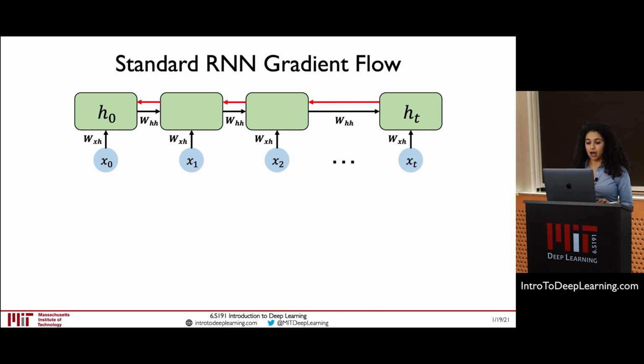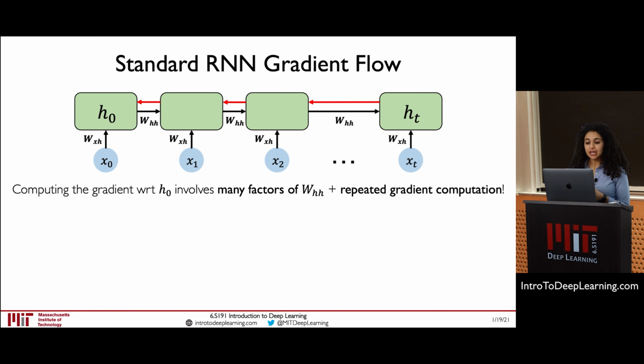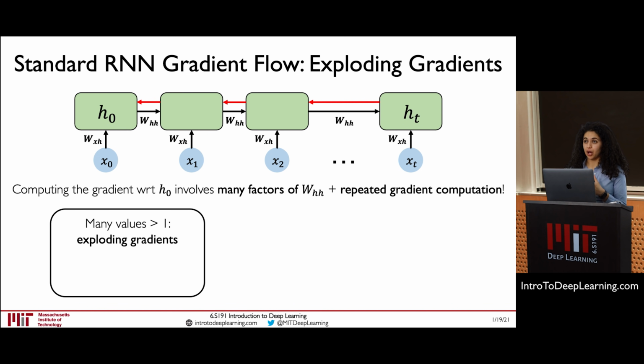Now, if we expand this out and take a closer look at how gradients can actually flow across this chain of repeating recurrent neural network modules, we can see that between each time step, we have to perform this matrix multiplication that involves the weight matrix W_hh. And so computing the gradient with respect to the initial cell state, h_0, is going to involve many factors of this weight matrix and also repeated computation of the gradients with respect to this weight matrix. This can be problematic for a couple of reasons.